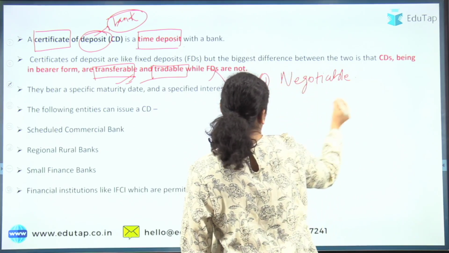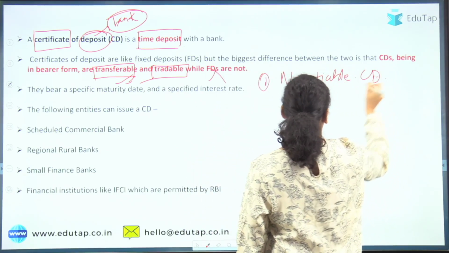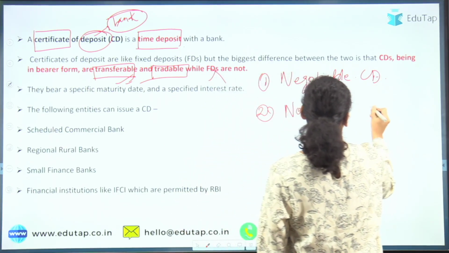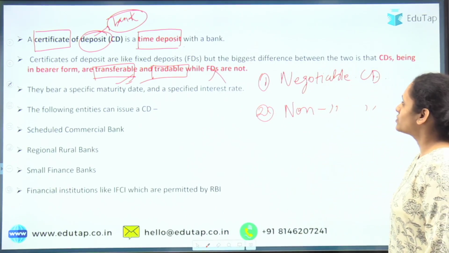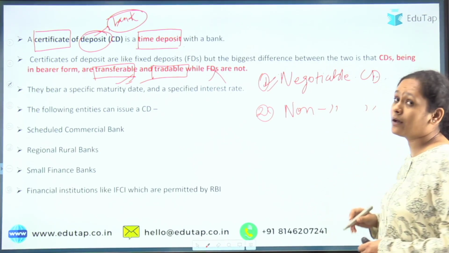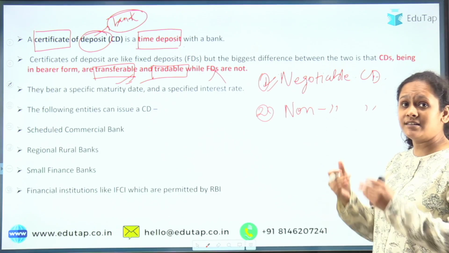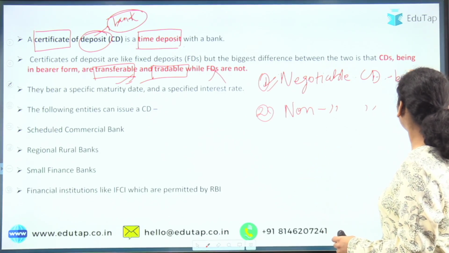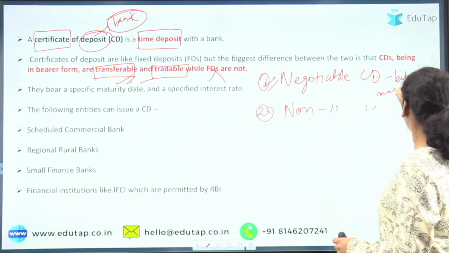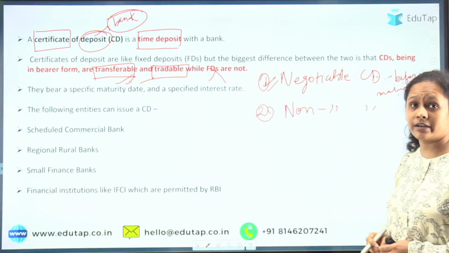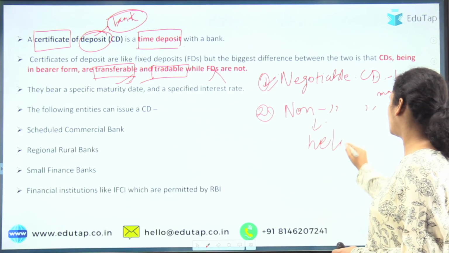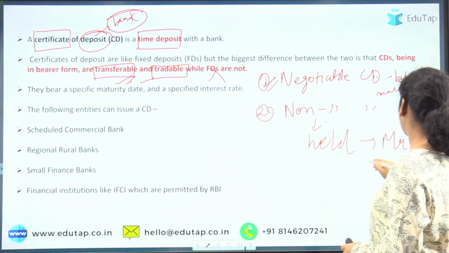ठीक है, and negotiable certificate of deposit या non-negotiable certificate of deposit. तो negotiable certificate of deposit क्या है? As the name suggests, these certificates of deposit can be sold in the secondary market before maturity. But what is a non-negotiable certificate of deposit? These certificates of deposit have to be held until maturity.